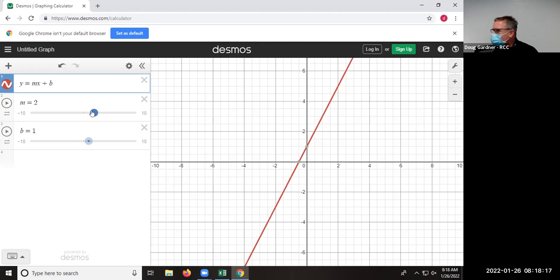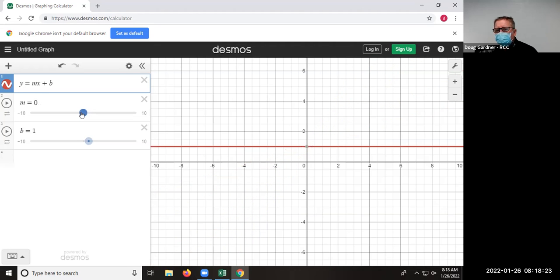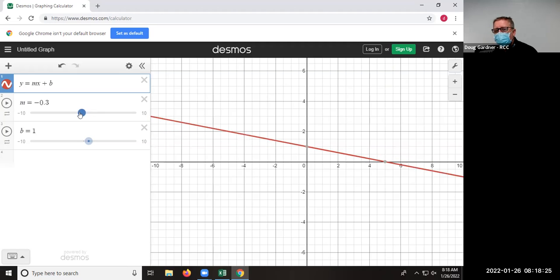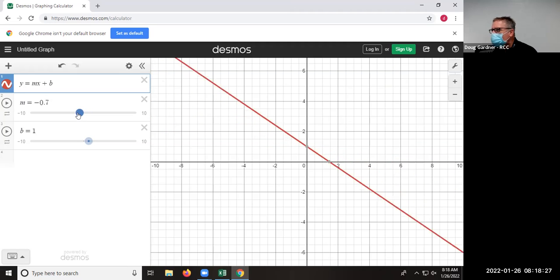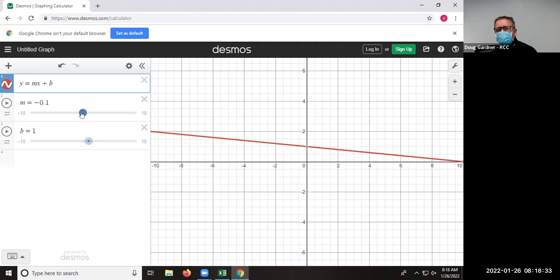Do you see how that's affecting the slope of the line? If it's 0, then there's no slope at all and it's flat. If it's negative, then it kind of takes off in the other direction. So you can experiment and see that, yeah, that number tells you something about the slope of the line.